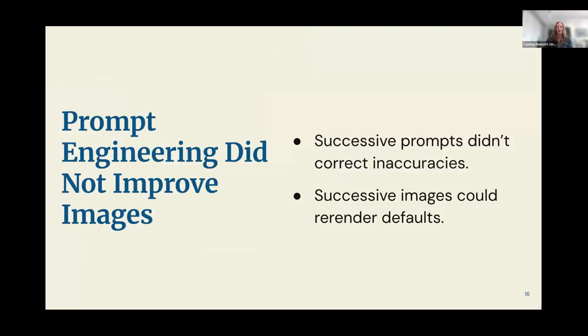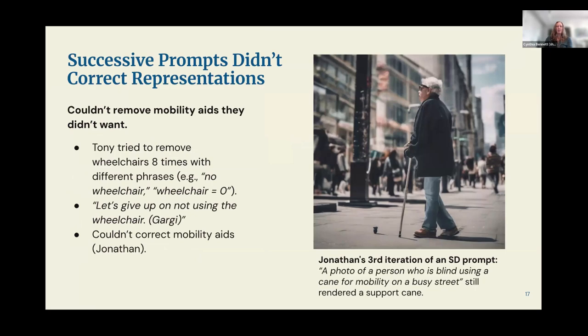Next slide. Next, I'll move on to share how prompt engineering did not improve images. So successive prompts didn't correct inaccuracies, and successive images could sometimes re-render defaults. Next slide. So successive prompts didn't correct representations. For example, participants were often unable to remove or correct mobility aids. One of our participants, Tony, tried to remove a wheelchair in 8 successive prompts using phrases like "no wheelchair" or "wheelchair equals 0." Gargi said, "Let's give up on not showing the wheelchair."